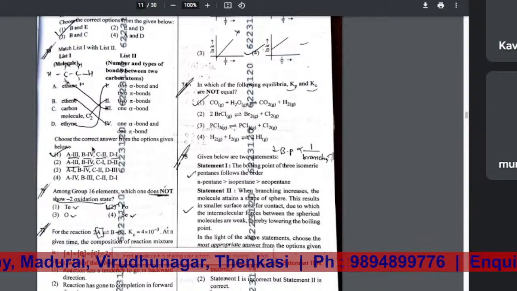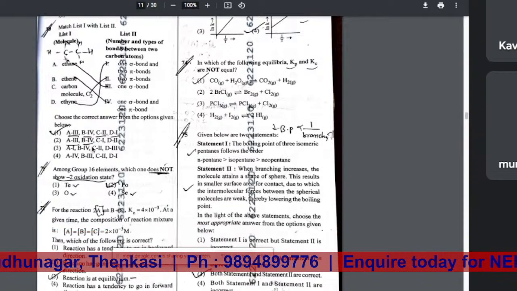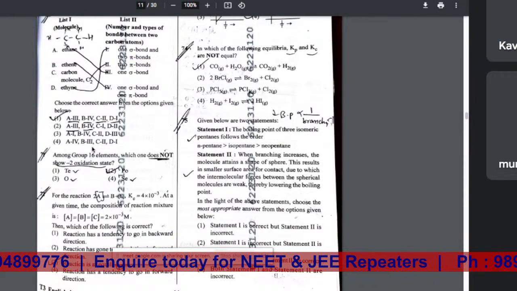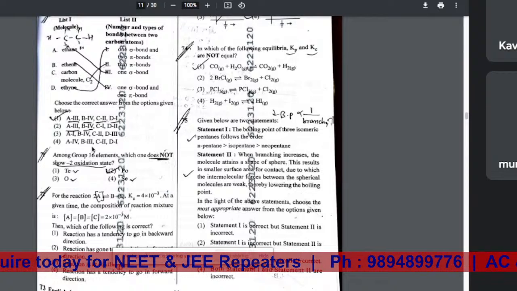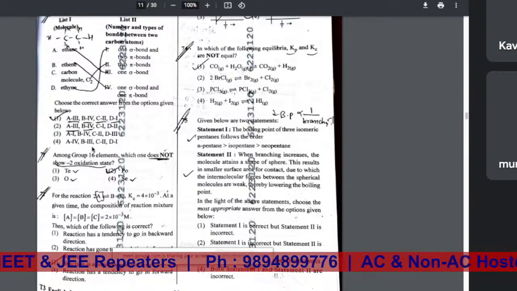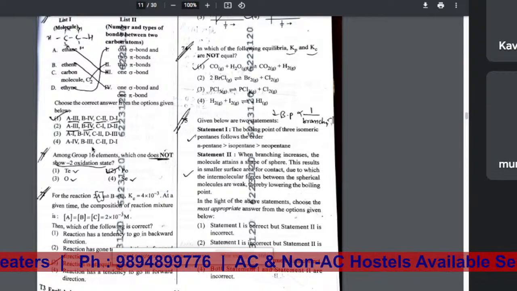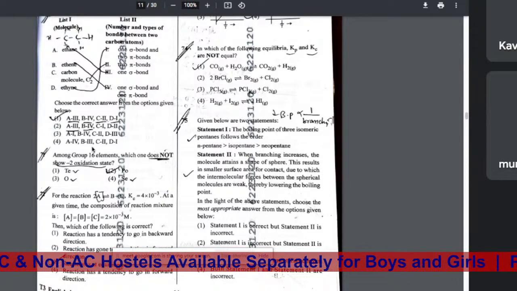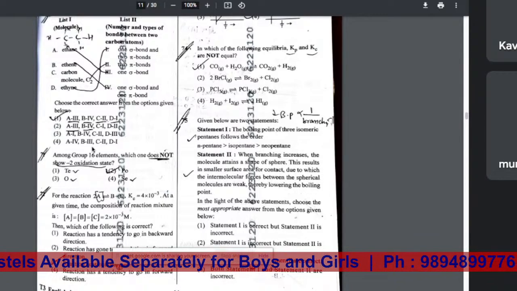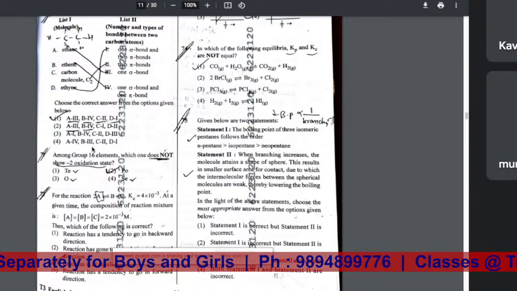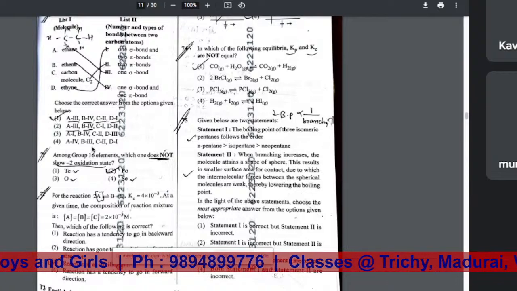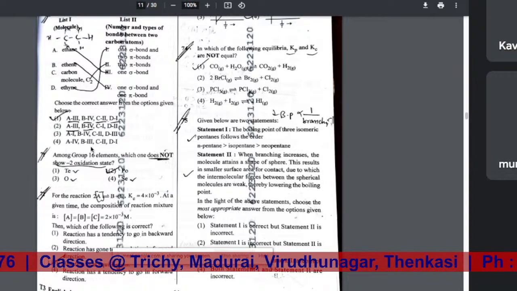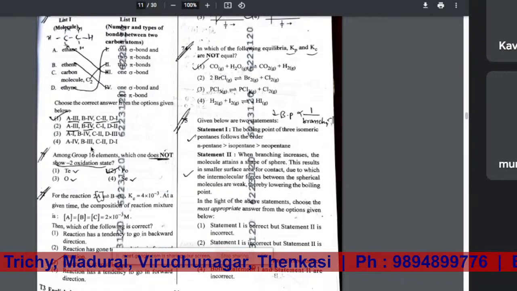Now question number 75. Given below are two statements. Statement first, the boiling point of 3 isomeric pentanes follows the order n-pentane greater than isopentane greater than neopentane. Statement second, when branching increases, the molecule attains the shape of a sphere. This results in smaller surface area for contact, due to which the intermolecular forces between the spherical molecules are weak, thereby lowering the boiling point.